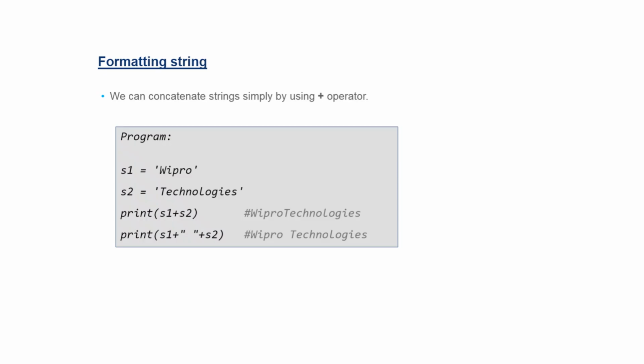Format slicing. Concatenation means combining both the strings. We can concatenate strings simply by using a plus operator. See there, S1 has Wipro, S2 has Technologies. Print of S1 plus S2 just prints Wipro Technologies, combining both the strings. And see the last line, print of S1 plus, there is an empty space between the double quotations, plus S2. Empty space between the double quotations means we are giving a space between both the strings. And see the output, Wipro space Technologies, and the previous output has no space between both the strings.